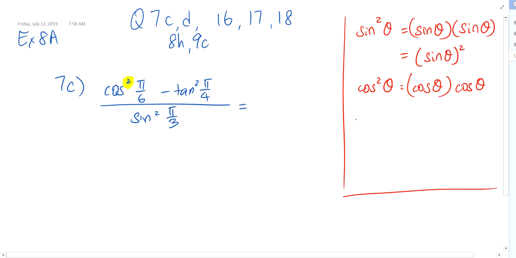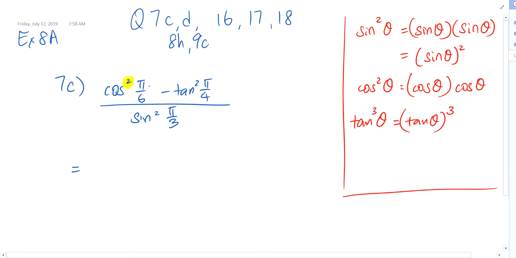Can you make a guess what tangent cube theta refers to? Tangent theta times tangent theta times tangent theta. So tangent theta, the whole thing cubed. Okay? So with this, let us work on 7c.